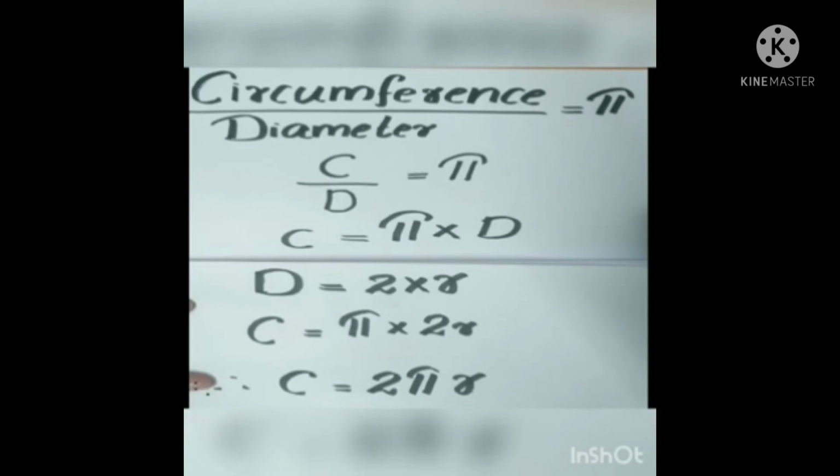C means circumference. What is it? Pi into D. Now D means diameter. When we are expressing in terms of radius, what is it? 2 times radius, isn't it? D is 2 times radius.